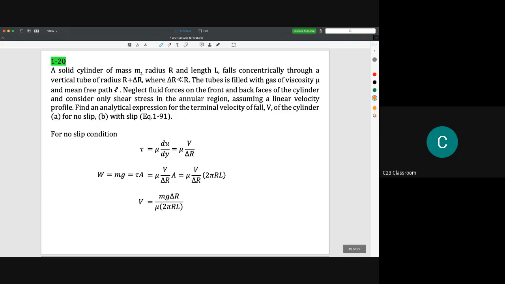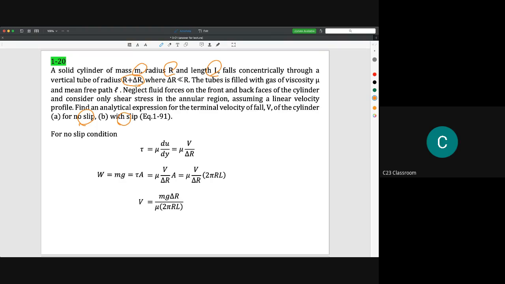Okay, so this is just the idea of the slip and no slip condition. No slip condition and with slip condition. So let's say a solid cylinder of mass M, radius R, and length L, falls concentrically through a vertical tube of radius R plus delta R.